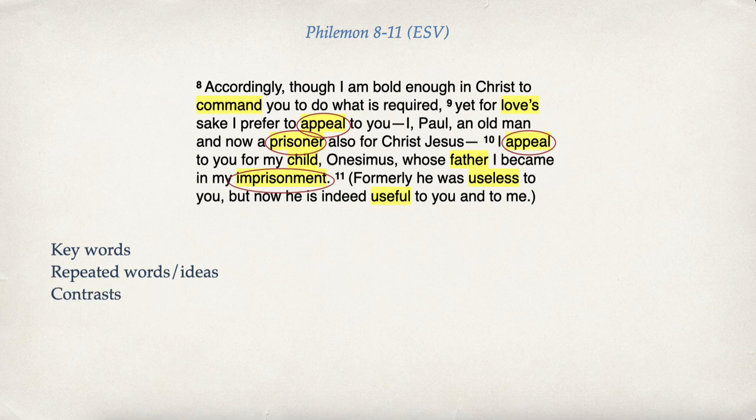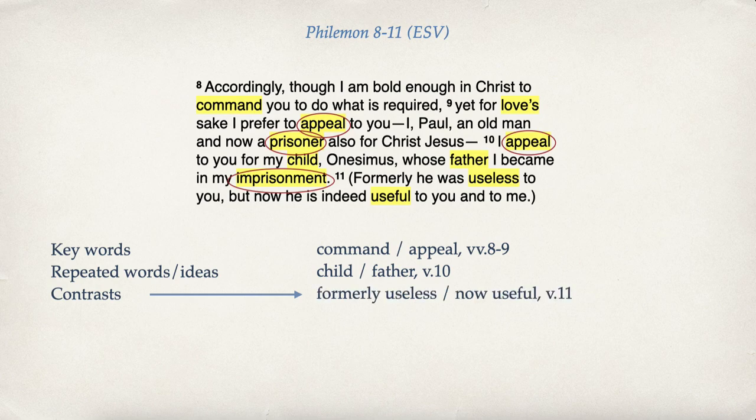What are some contrasts that appear in these verses? I see three. Paul could command, yet he makes an appeal. These are two very different ways to get things done. He speaks of a child and a father in verse 10. These are contrasting relationships. And he speaks of Onesimus, formerly useless, now useful. These are contrasting ideas.